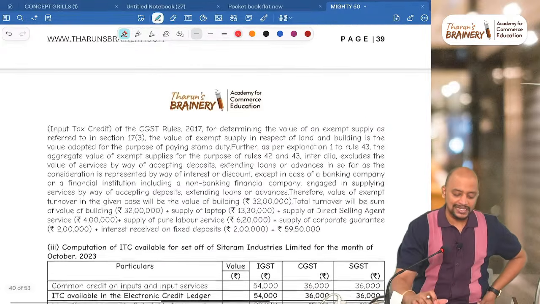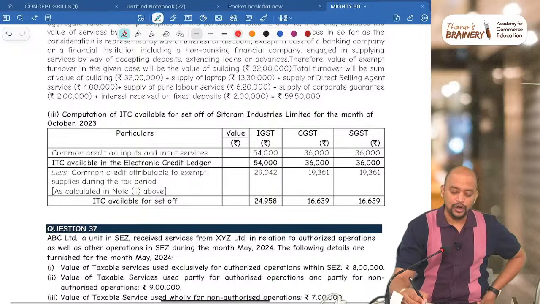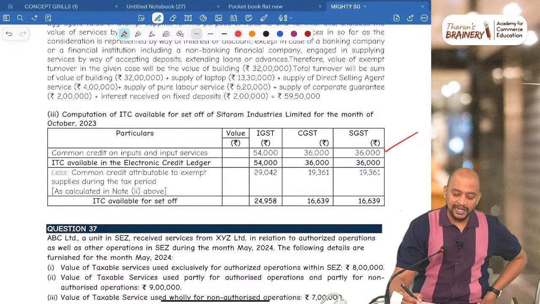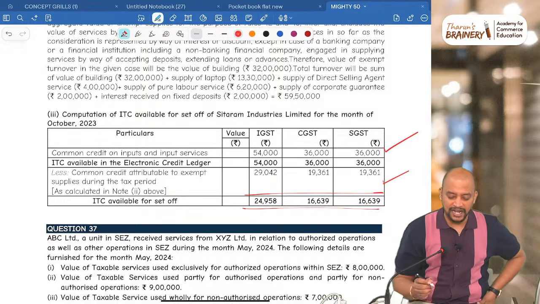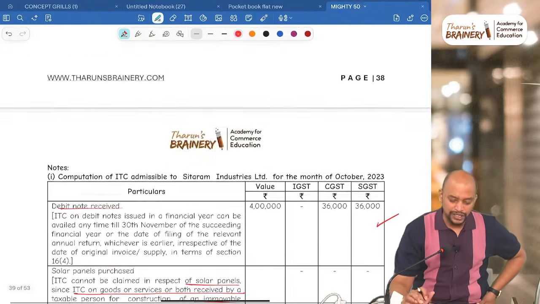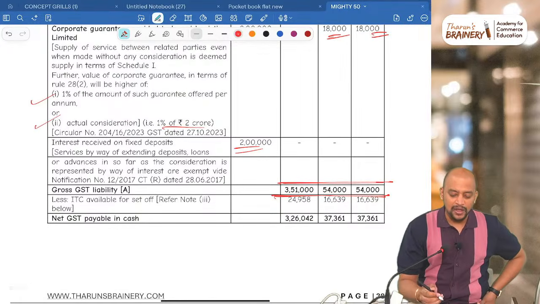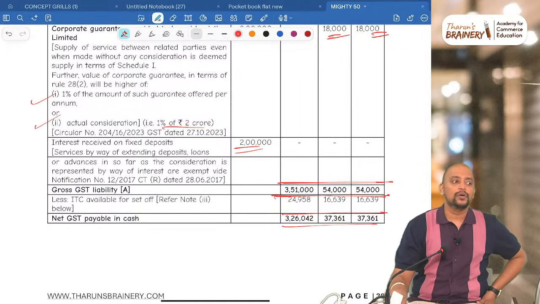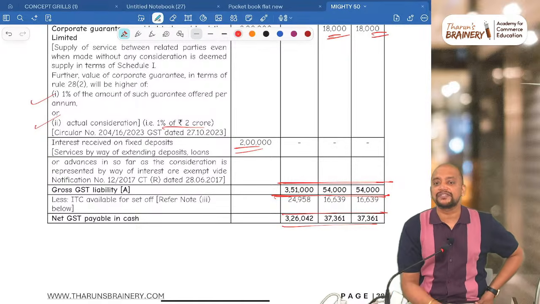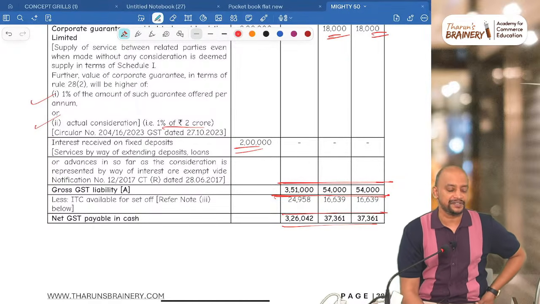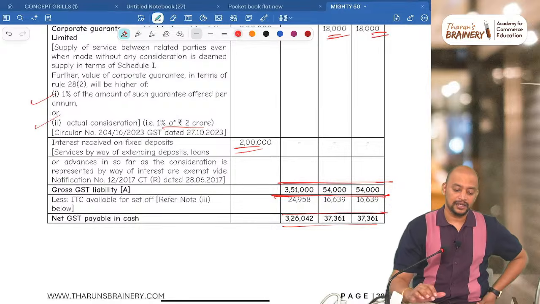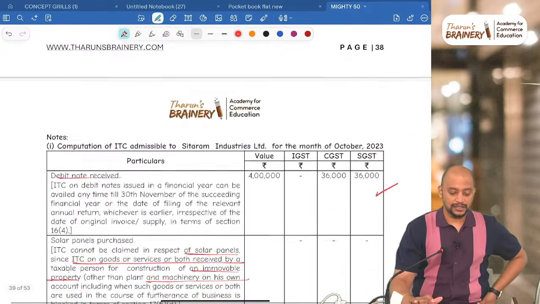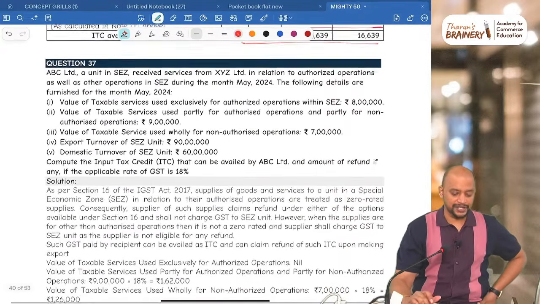So the balance is the net eligible ITC. So common credit availed minus reversed. So net eligible ITC is 24,958 and 16,639, 16,639. Now this you need to adjust with our liability. All the liabilities are less than this. So we will get net GST payable. The only special point in this is about reversal of ITC. Common credit reversal. Done. So this is one comprehensive question.